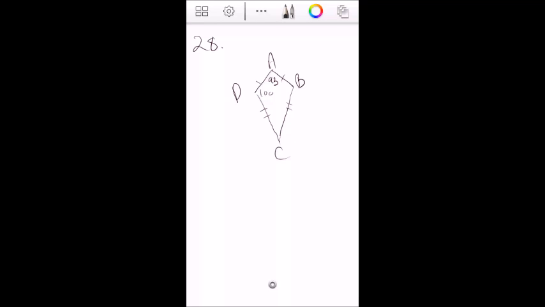Alright, on to 28. 28 gives me this figure ABCD, which is a kite. And it says find the measure of angle C. Pretty straightforward question. Go back to last week before break, and we learned that there is a special relationship between one pair of angles in kites. A and C, there's nothing important about them.